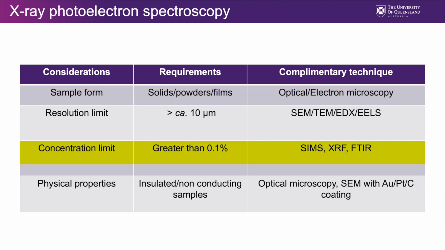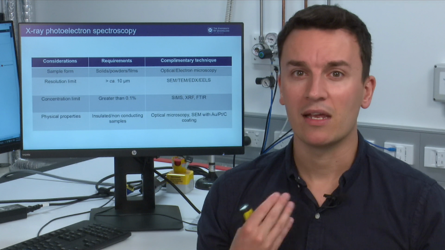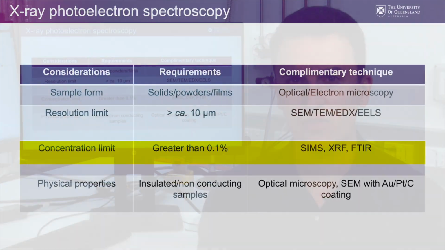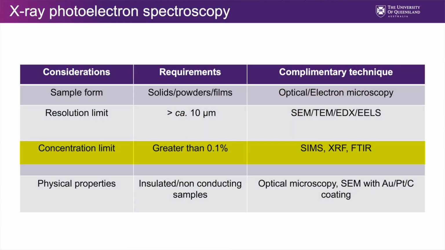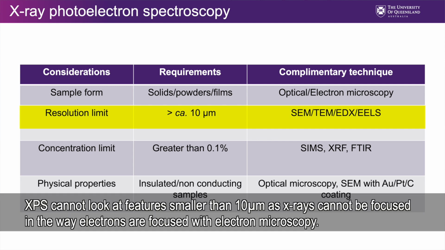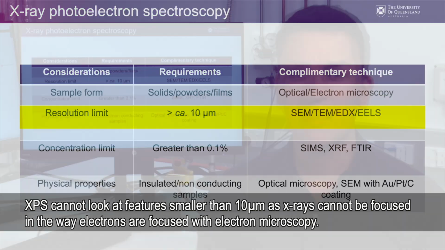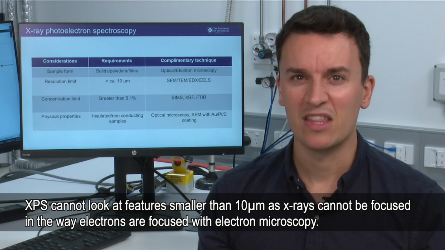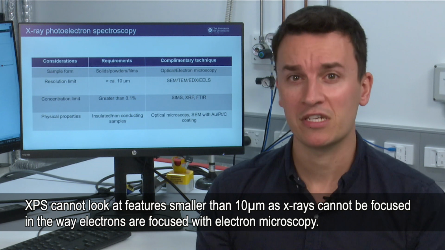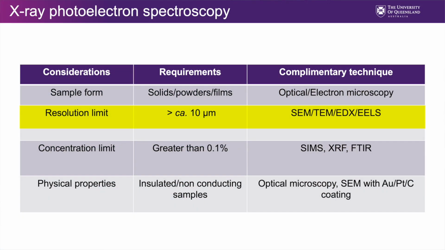In terms of the concentration limits, like I say, we're down to about parts per thousand, 0.1%. If you need something better than that, we can look at SIMS, or we can look at doing XRF or IR spectroscopy. In terms of resolution, we aren't able to look at microscopic features, anything sort of below 10 microns. This is because we just can't really focus X-rays in the way that we can focus electrons when we do electron microscopy. So if you are looking at some really fine resolution, nanoscale or microscale analysis, we do need to consider SEM, TEM or EDX.